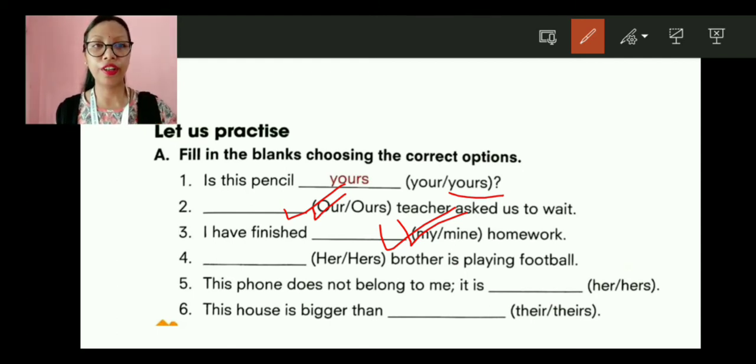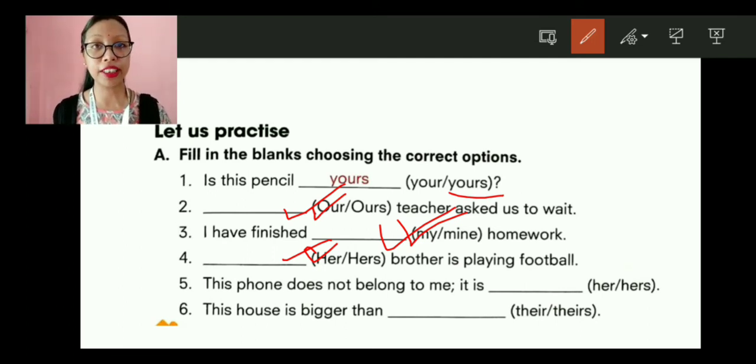So, whenever it is in front, it is not the pronoun. Mostly the pronouns are used at the end of the sentences. Okay? So, remember, it is not sure that every time it will be at the end. Sometimes it will be in the middle and sometimes it will be in the front as well. But mostly it is at the end. So number 4, her brother is playing football.